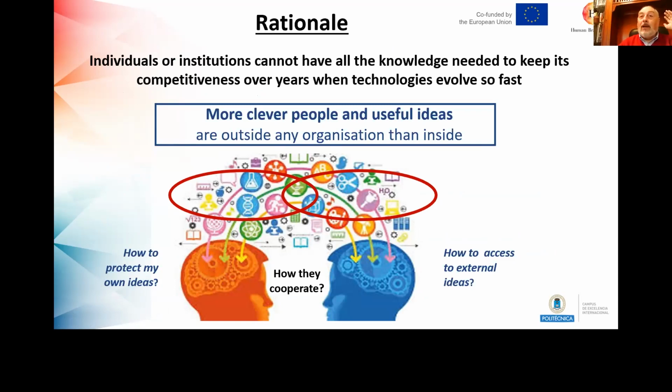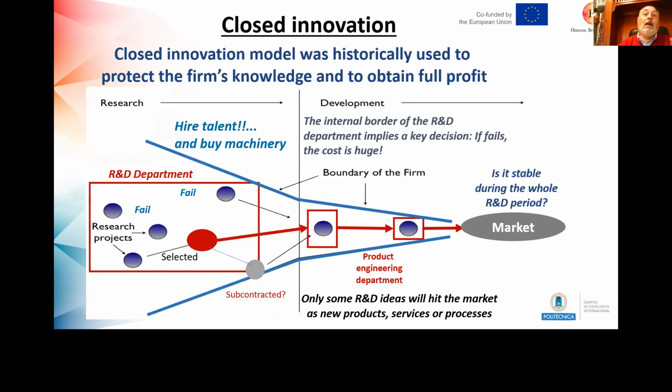More clever people and useful ideas is very relevant, but I need to know how to do that. We are living in a project with more than 130 partners. I'm not saying that everybody works with everybody, but it's also true that many of the innovations coming from the project are not an effort from a single institution, and many of them should cooperate together. This is the typical way of representing closed innovation.